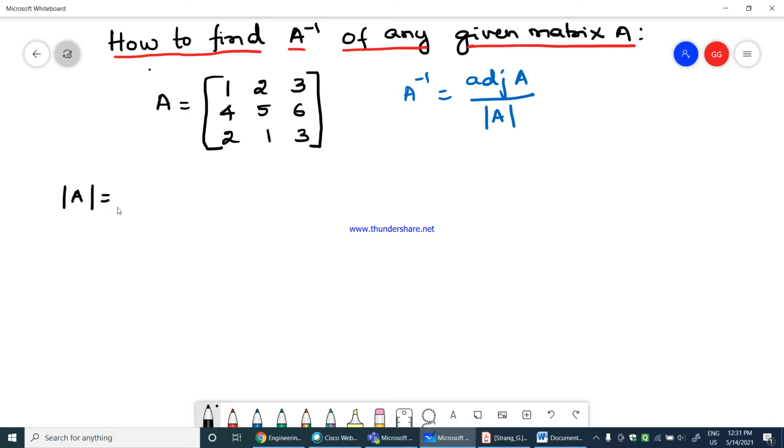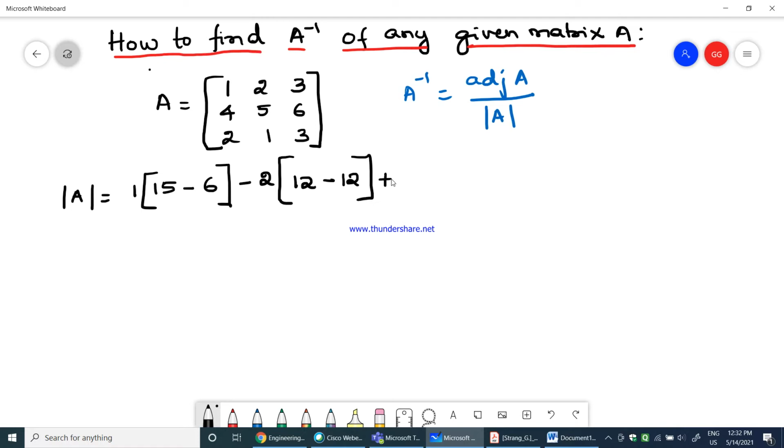Determinant of A, as usual, what we did in the previous video while discussing the properties of determinants: 1 into 5 3s are 15 minus 6 into 1 is 6, minus 2 into 4 3s are 12 minus 6 into 2 is 12, plus 3 into 4 into 1 is 4 minus 5 into 2 is 10.